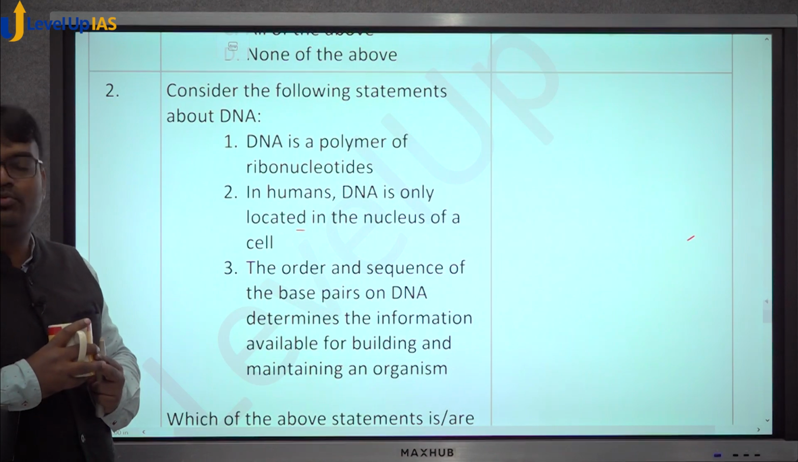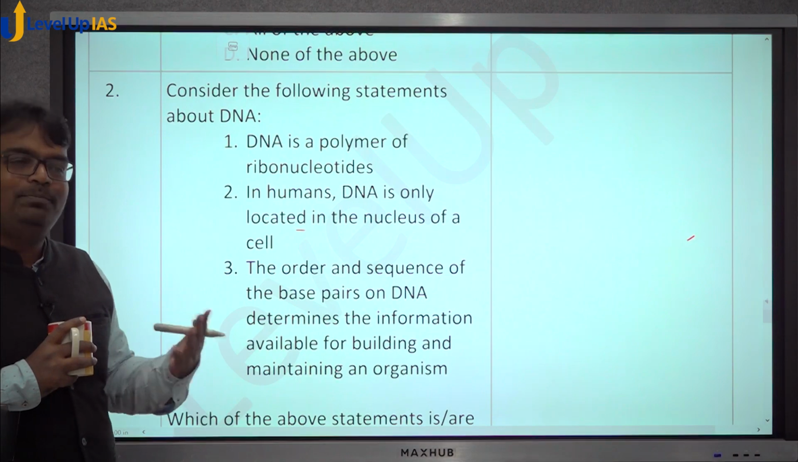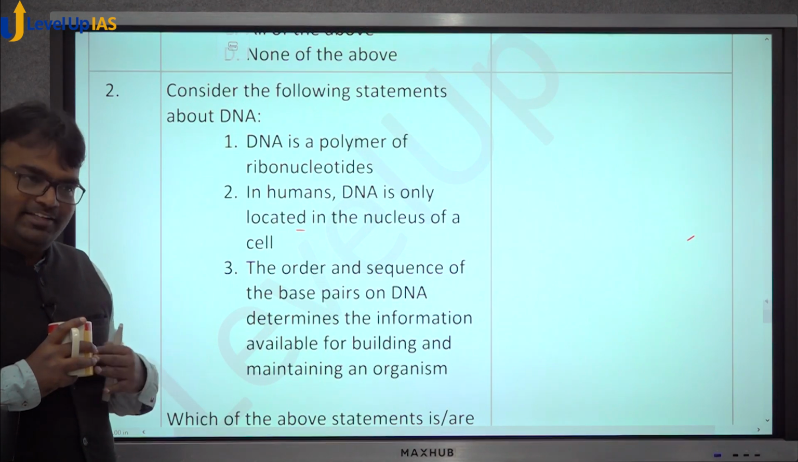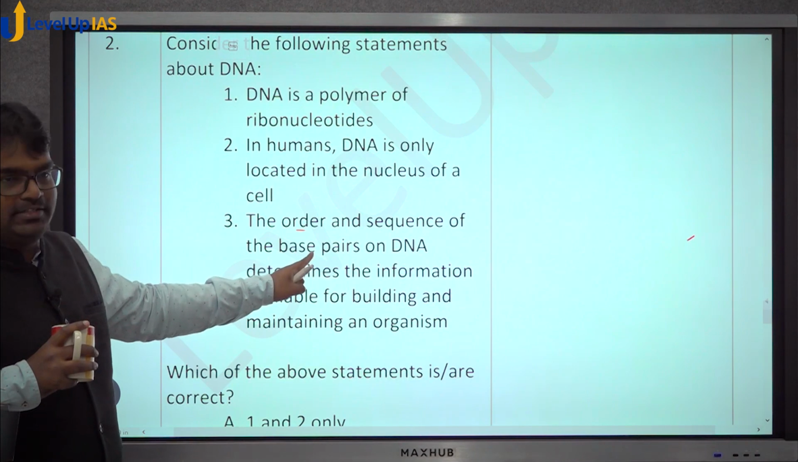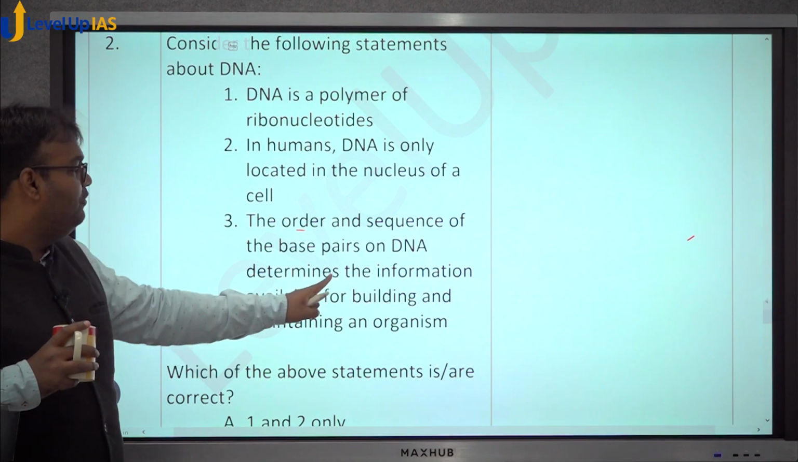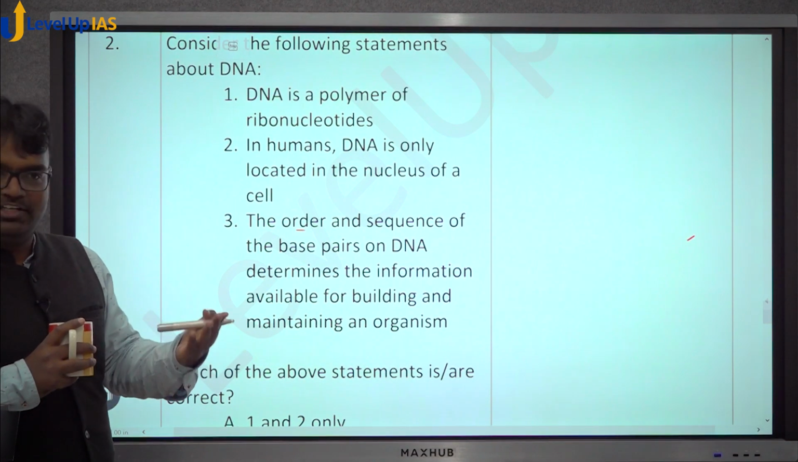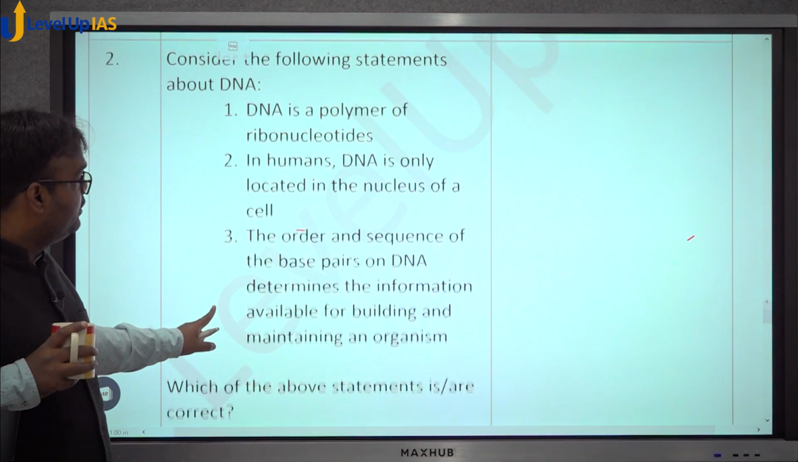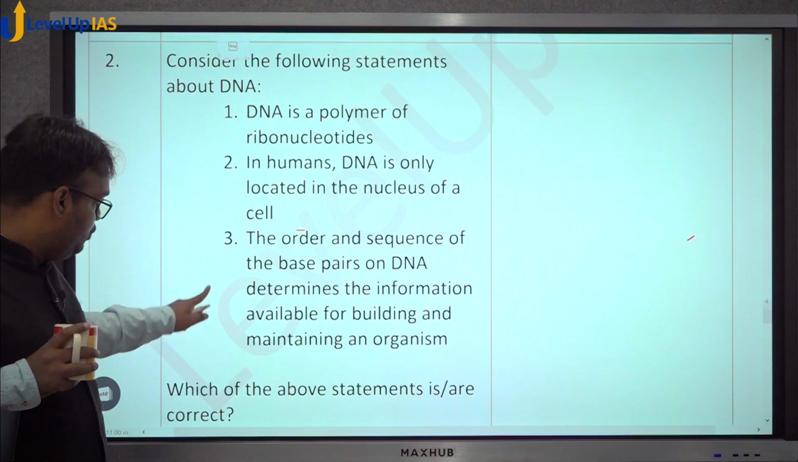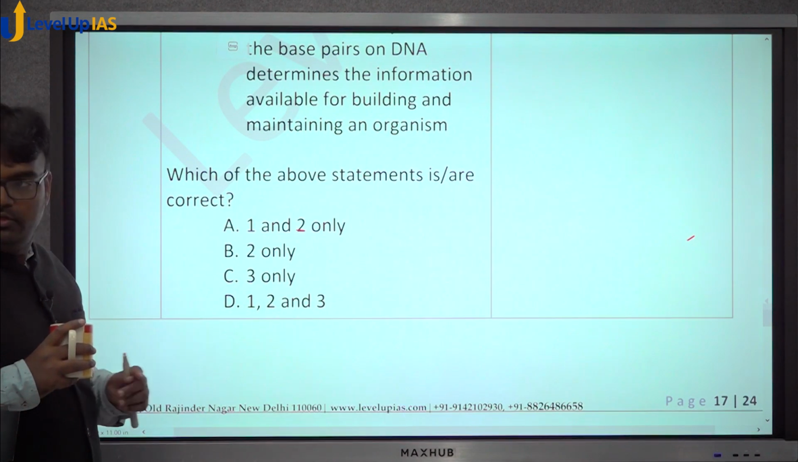DNA. Is it only located in the nucleus? It's also located in the mitochondria. Though it is not playing a role in heredity, it's also located in mitochondria. 2 is also wrong. The order and sequence of base pairs on DNA determine the information available for building and maintaining an organism. Right? Order and sequence will determine which genes you have. So what is the answer here? 3 only? C. Right? Are you able to answer it?